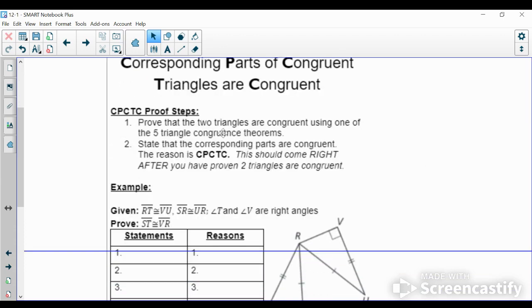In a proof, CPCTC proof steps: first, you prove that the two triangles are congruent using one of the five triangle congruence theorems that I just mentioned. After that, step 2, state that the corresponding parts are congruent. Your reason is CPCTC. This will always come right after you have proven two triangles are congruent.